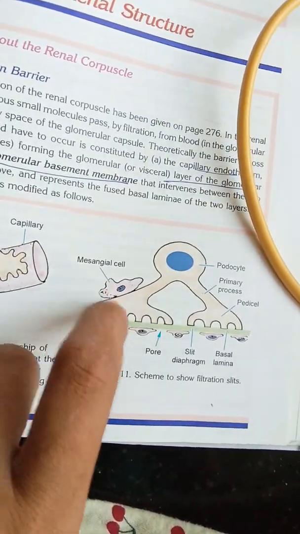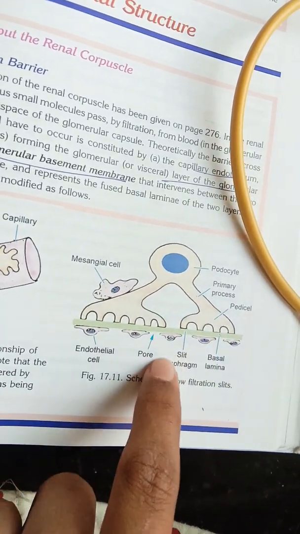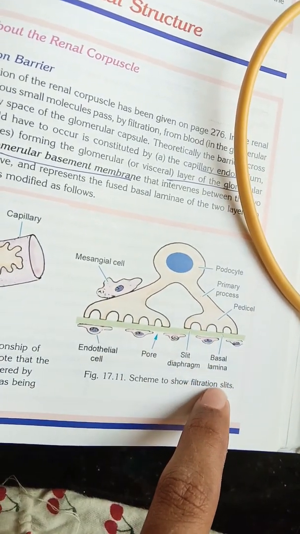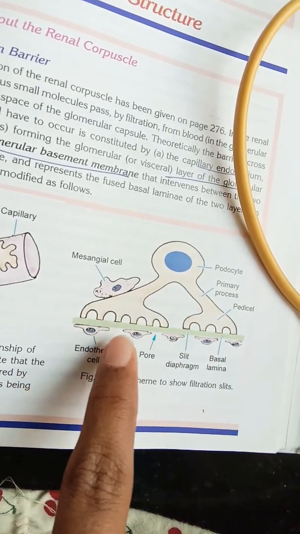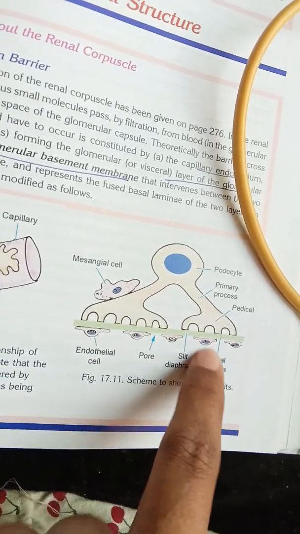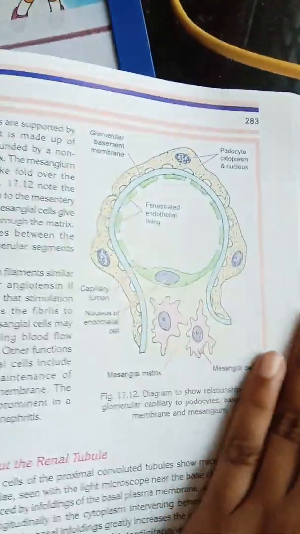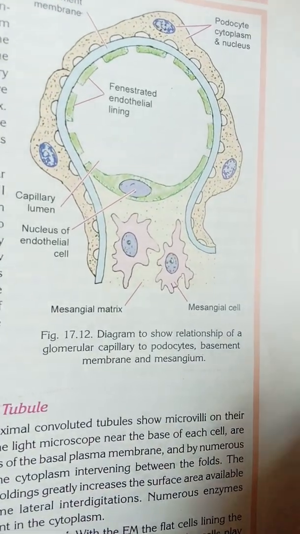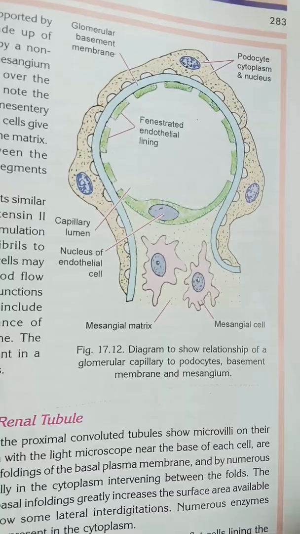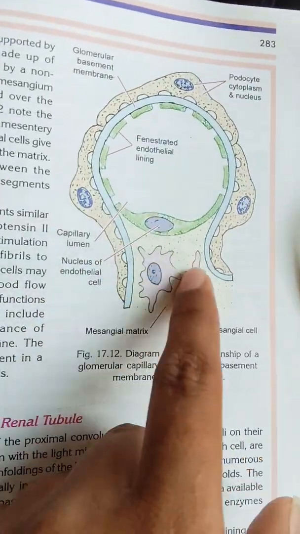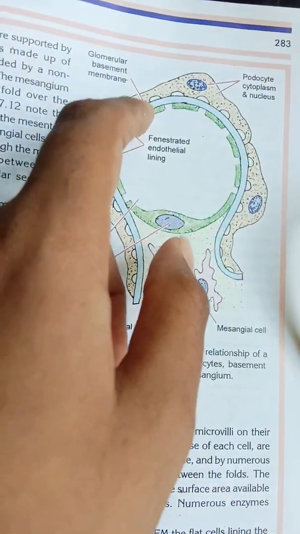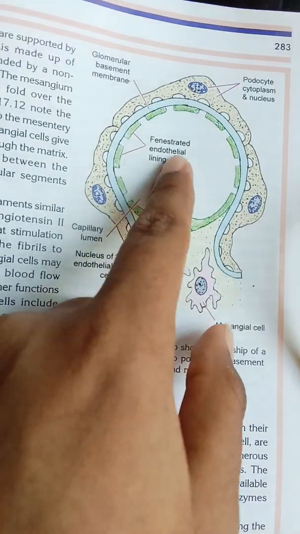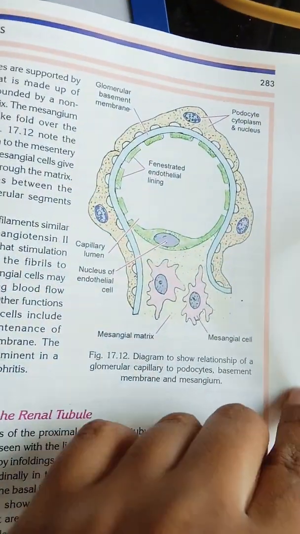You can see this is a mesangial cell, this is a podocyte, primary process, and a pedicel. Mainly by the pedicel it is attached to the basal lamina, and in the basal lamina you can see many pores because the endothelial cells are arranged in such a way that they form many gaps, forming the slit diaphragm, so that filtration is easily available. So you can see here the glomerular capillary, podocytes, basement membrane, and the mesangium. This is the capillary lumen, this is the nucleus of an endothelial cell, this is a mesangial matrix, this is a mesangial cell, glomerular basement membrane, podocytes with cytoplasm and nucleus, fenestration, endothelial lining. By this they enter through the slit, and the filtration takes place.